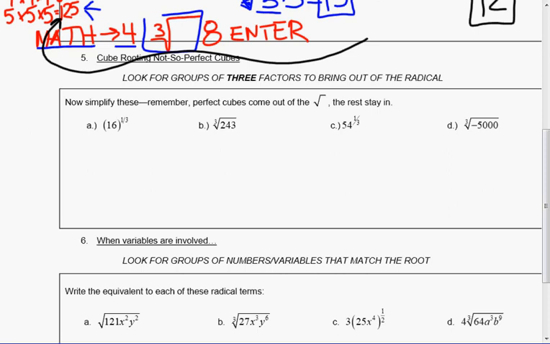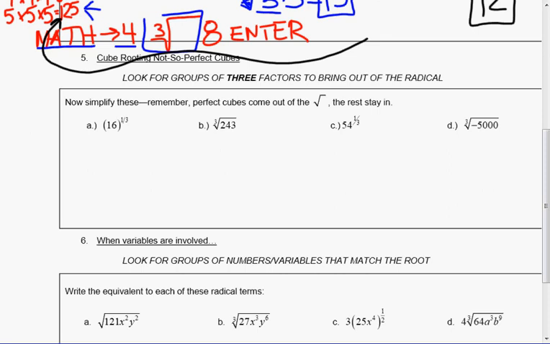Cube rooting not so perfect cubes. All right, so this is the part where it gets a little tricky because you can't just put these numbers right into the calculator. So let's look at letter A. The directions state, simplify these, but remember, perfect cubes come out of the radical sign and the rest stay in.